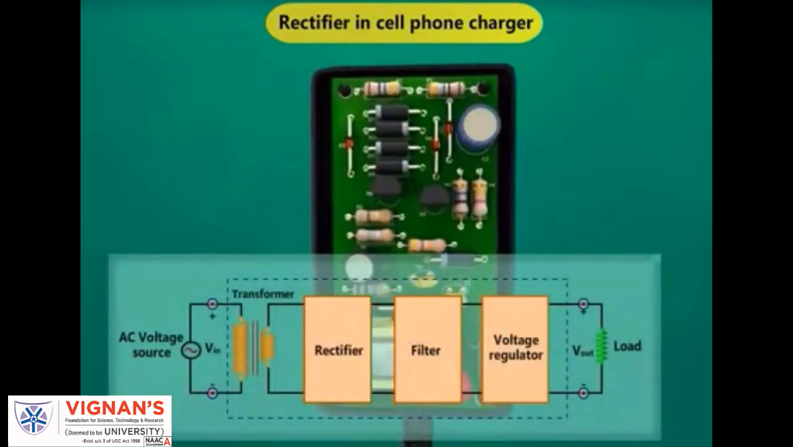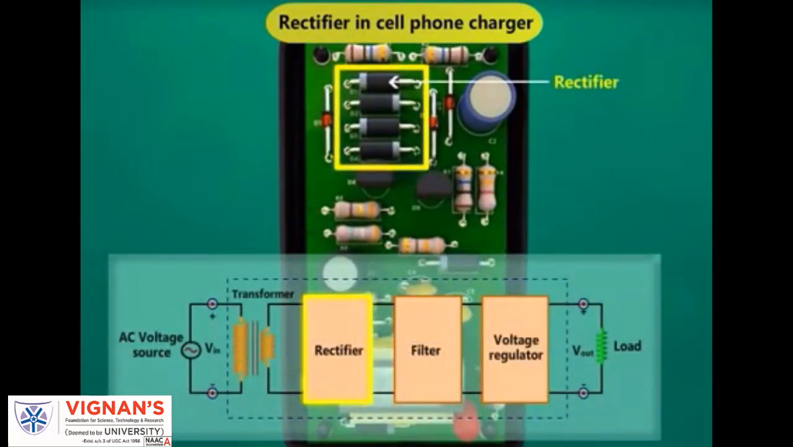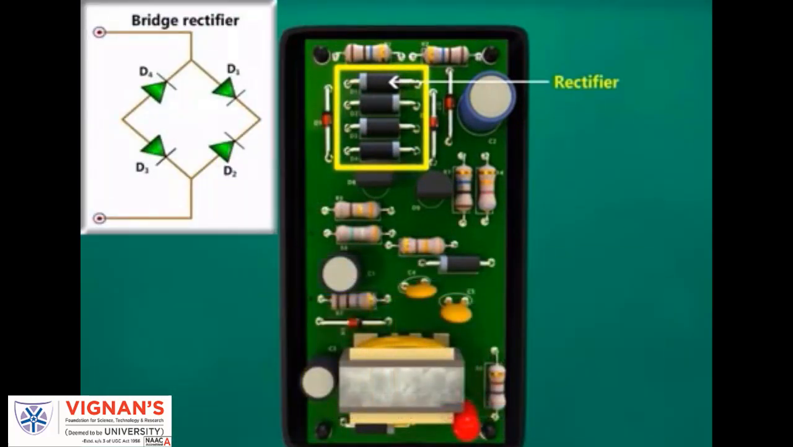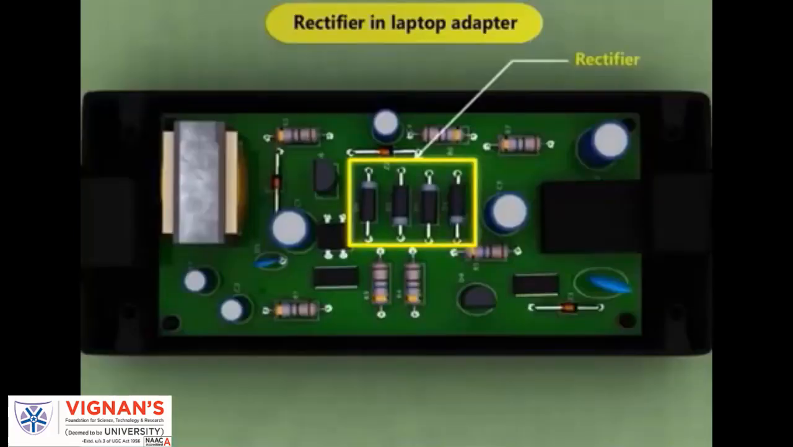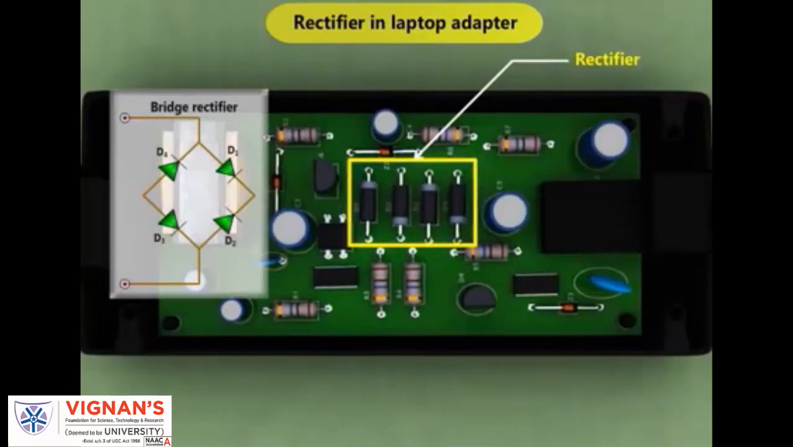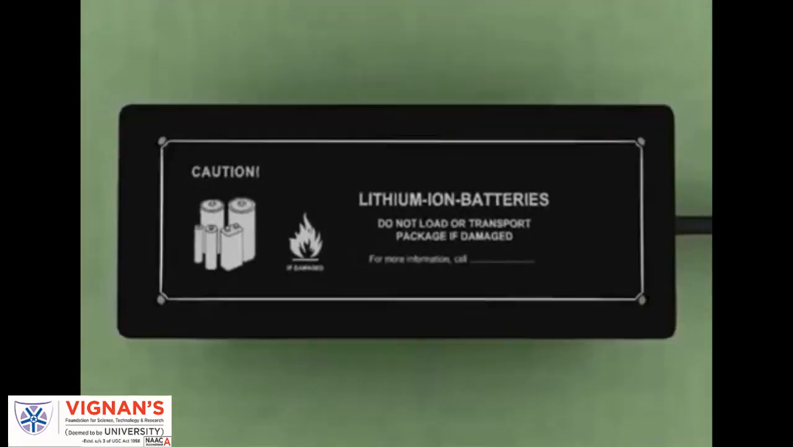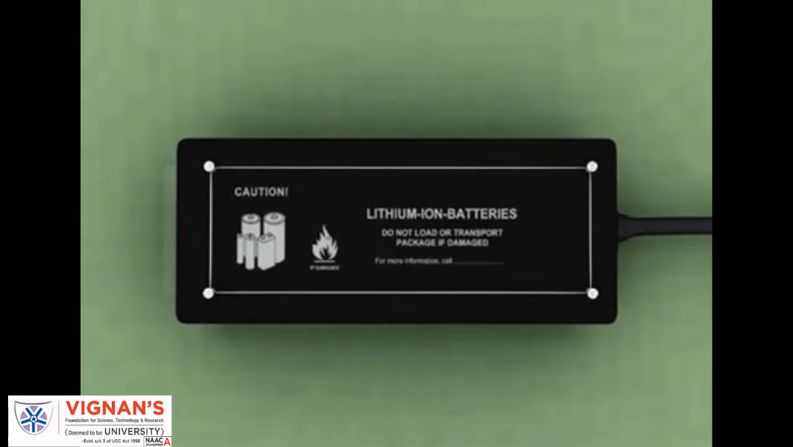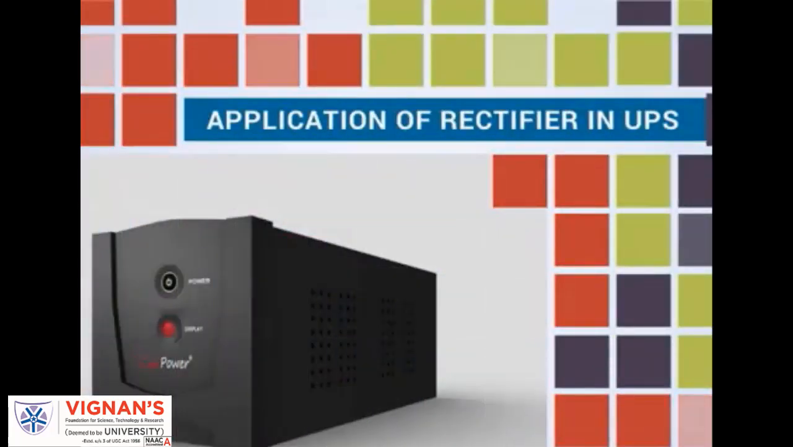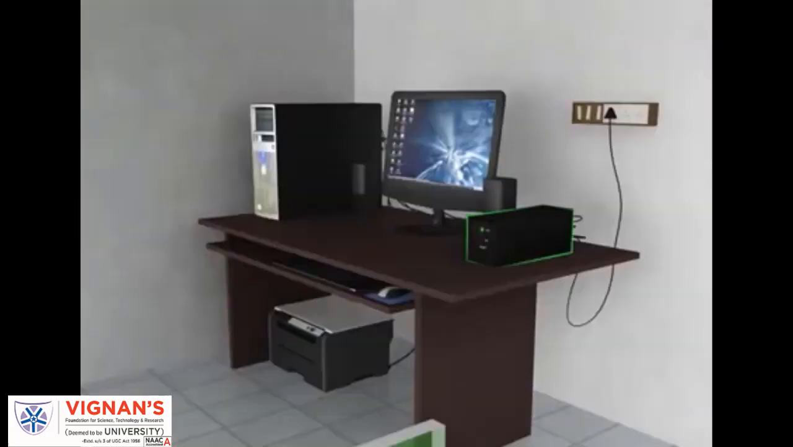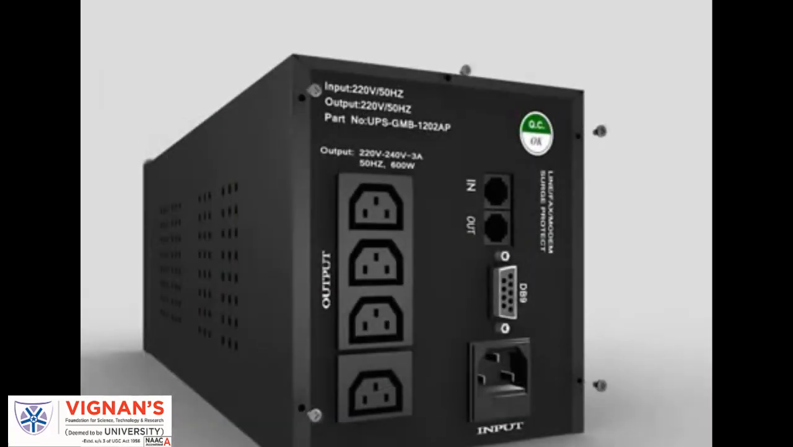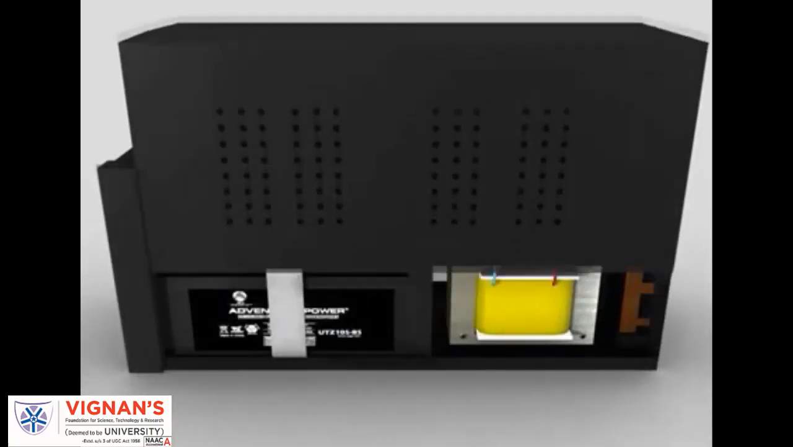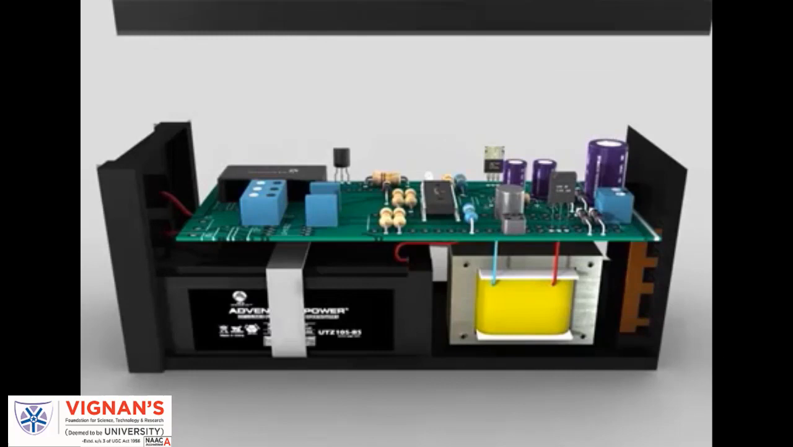The mobile charger that we are seeing has a rectifier inside of it. It is a bridge rectifier, consisting of 4 diodes. It will convert the given input AC sinusoidal voltage into an output DC voltage. The adapter which is used in laptops also consists of rectifiers. Coming to the UPS, they also consist of rectifiers, and a UPS will provide uninterrupted power supply to our personal computers.